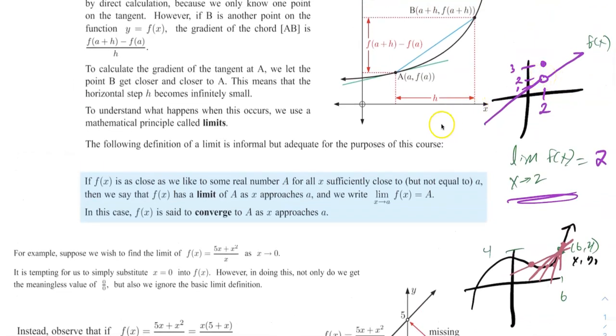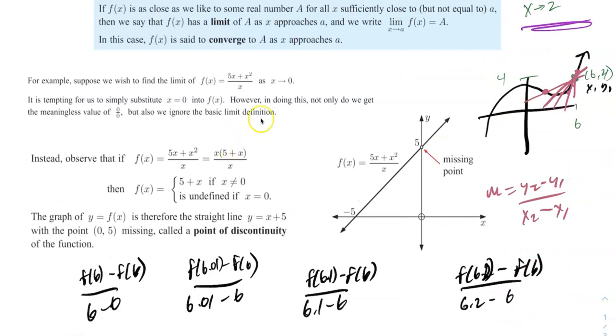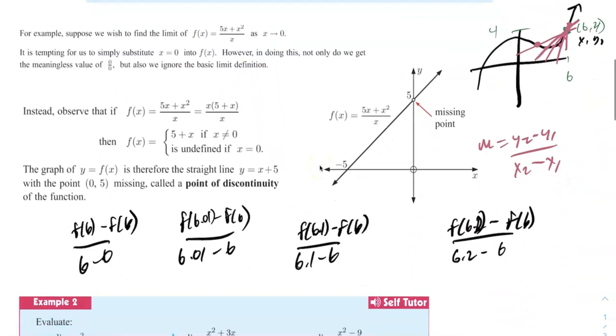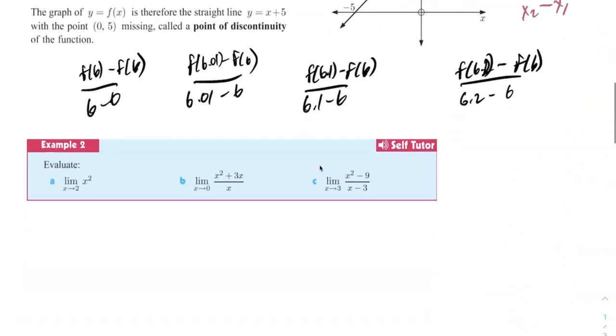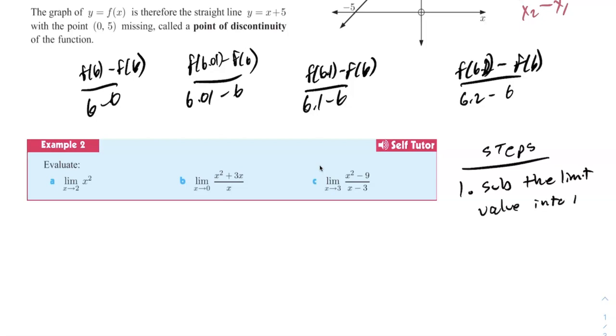And then what this lesson's about is how you evaluate a limit. And I'll explain what this picture is for a second. But first, let's talk about the general steps, how to evaluate a limit just algebraically. So that's what we're going to do here. So let's talk about the steps. Step 1, substitute the limit value into f of x. Just substitute it in. Plug it in. Plug it in.